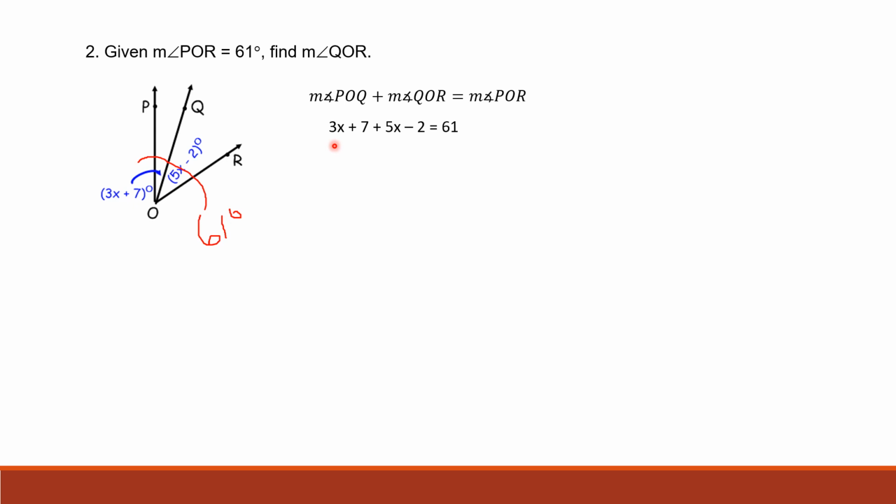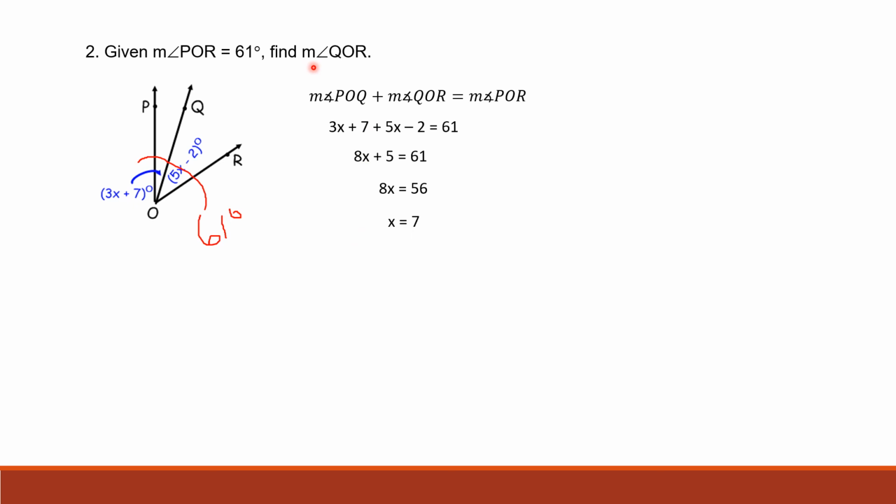Okay, so we're going to combine like terms. So 3x plus 5x is 8x. 8x plus 5 equals 61. And then we're going to subtract 5 from both sides because we're isolating the 8x. So 8x equals 56. Divide by 8, and x is 7.